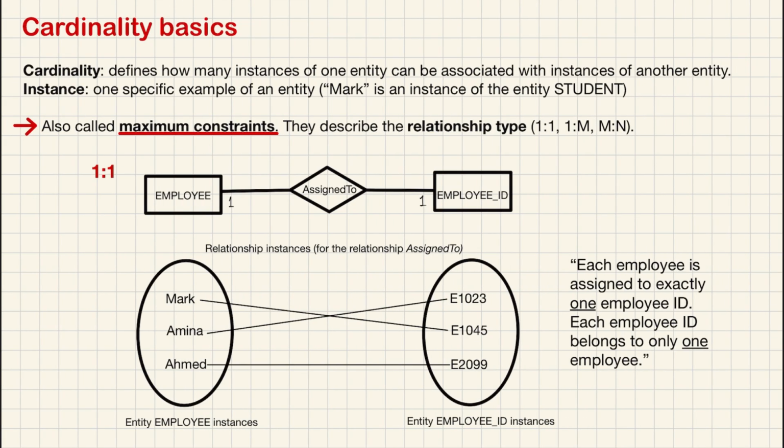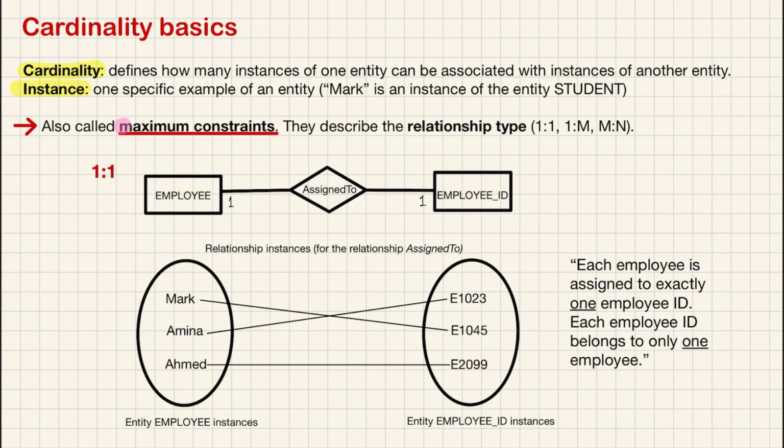To start off, we will define a few keywords. Cardinality defines how many instances of one entity can be associated with instances of another entity. An instance is one specific example of an entity. For example, the name Mark is an instance of the entity student.